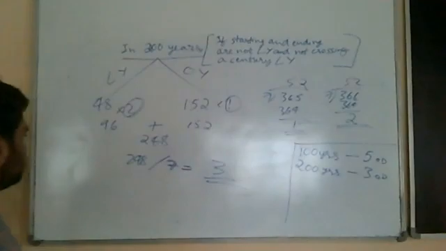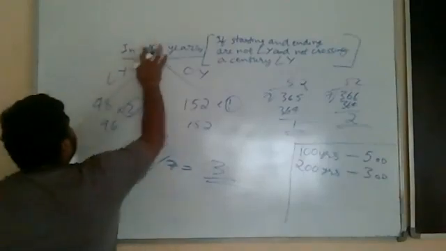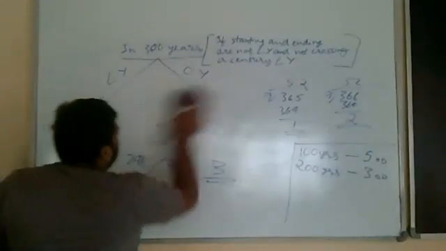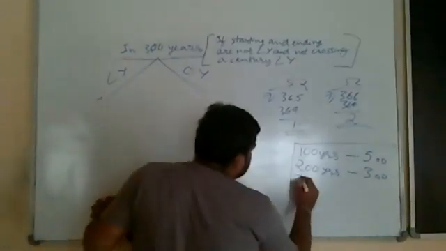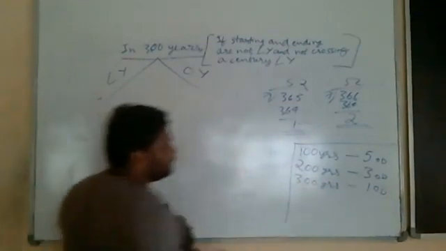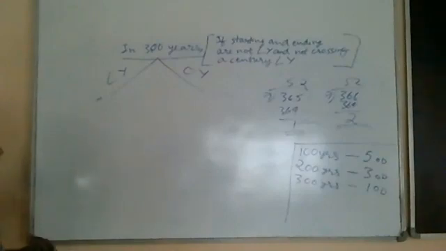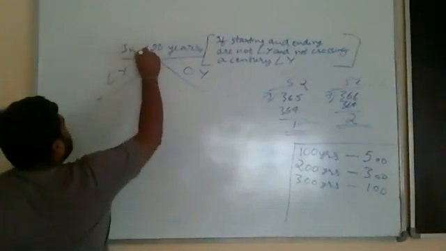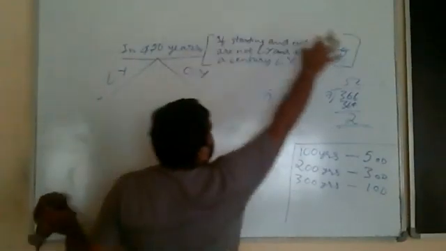Do you get this? Yes, sir. Now, for 300 years, you calculate and see if you want. For 300 years, your answer will be 1 odd day. And for 400 years, remember, now this condition will not get satisfied.